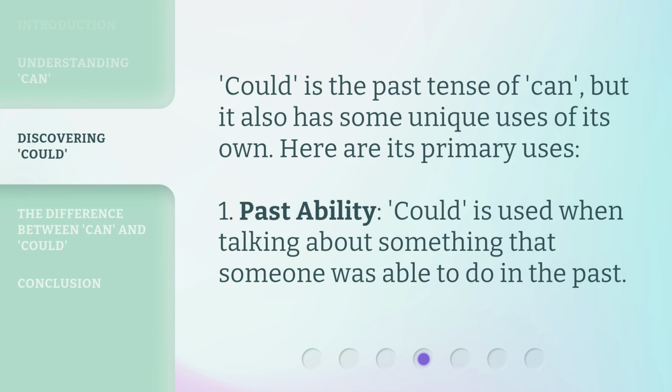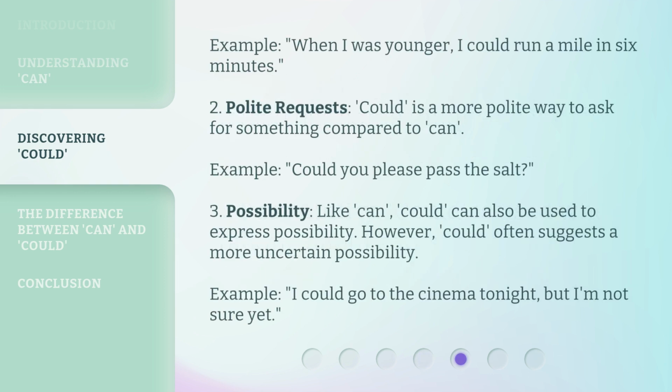1. Past ability. Could is used when talking about something that someone was able to do in the past. Example: when I was younger, I could run a mile in 6 minutes. 2. Polite requests. Could is a more polite way to ask for something compared to can. Example: could you please pass the salt?